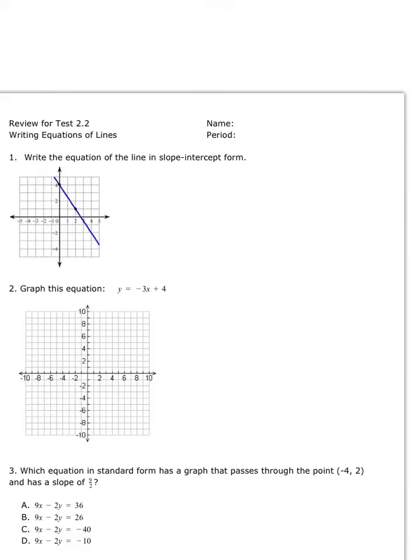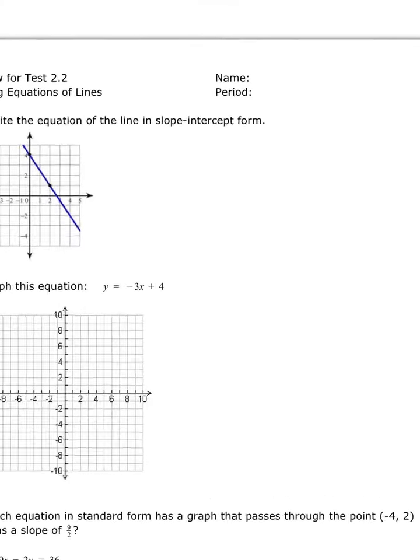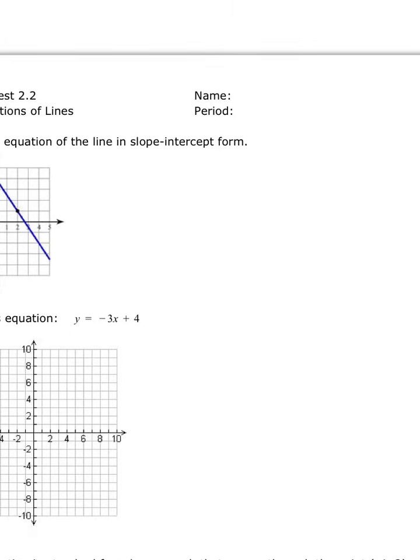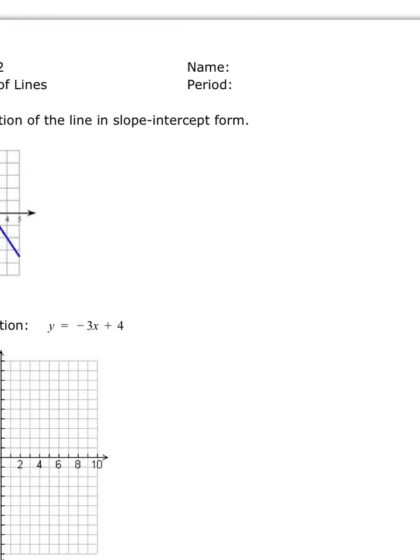This is our review for test 2.2. We're going to be writing equations of lines. Number 1 says to write the equation of this line in slope-intercept form. Slope-intercept form, that's a really crooked line. Slope-intercept form, remember, is y equals mx plus b.